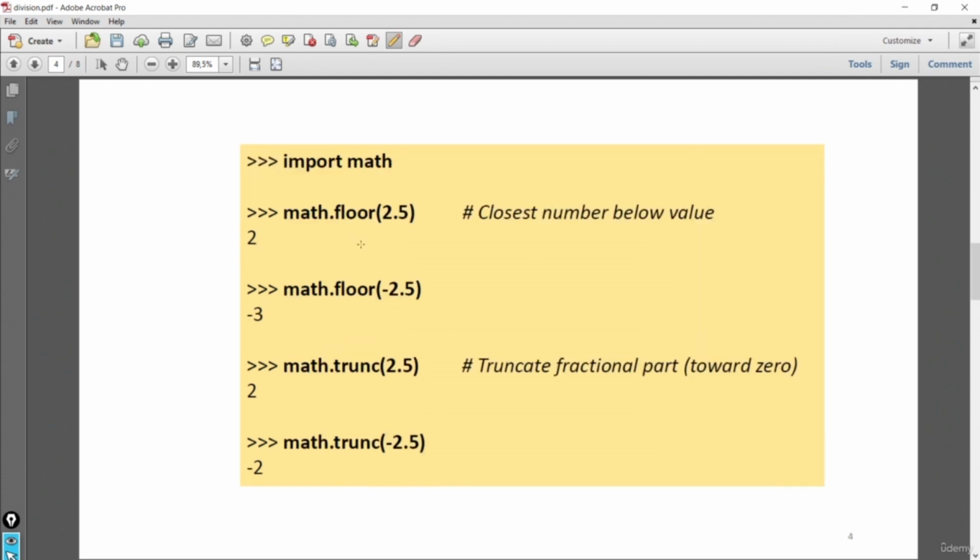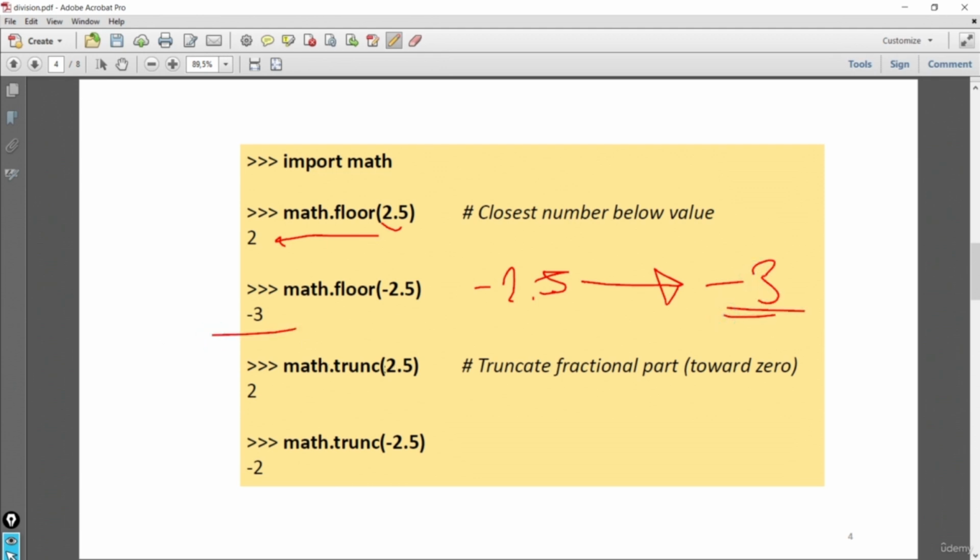Okay, now let's see the explicit floor operation. For this purpose, we need to include the floor function. We first import the math module, and math.floor(2.5) results in 2. math.floor(-2.5) is rounded to the nearest smaller integer, that is -3.